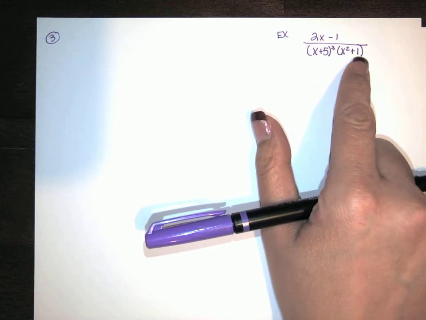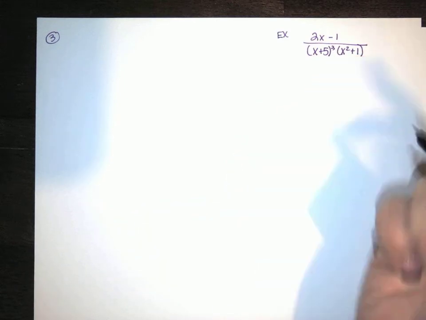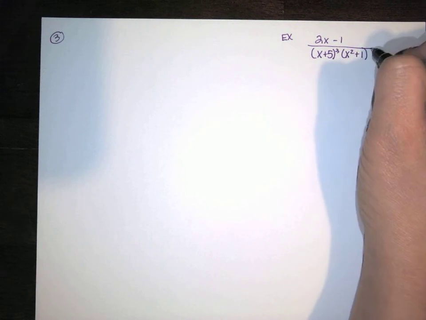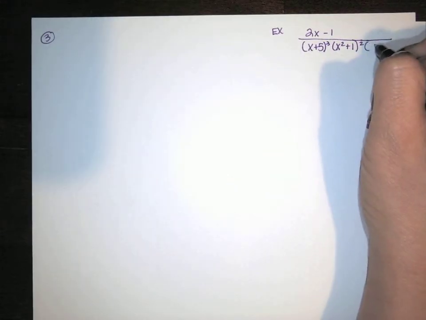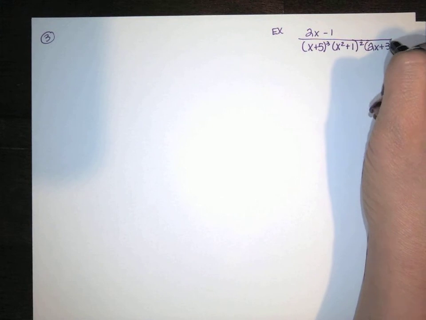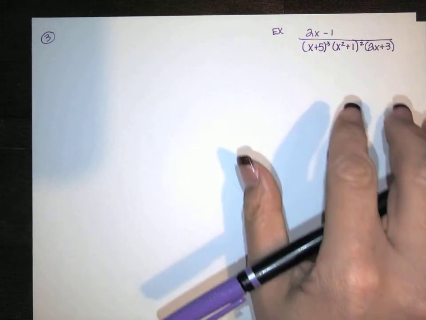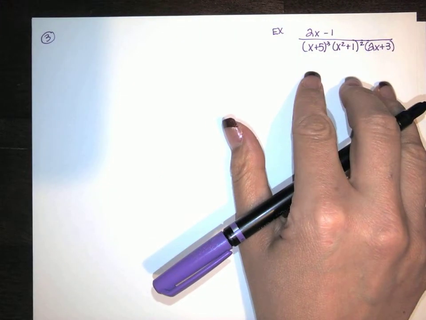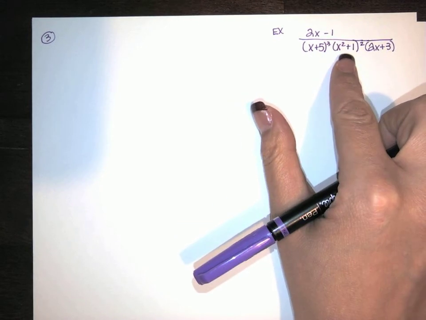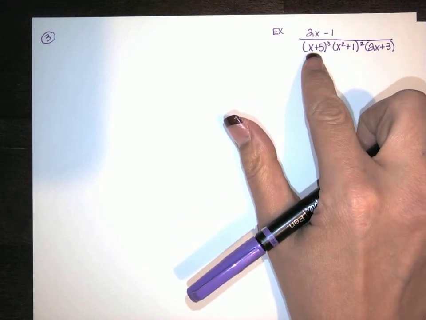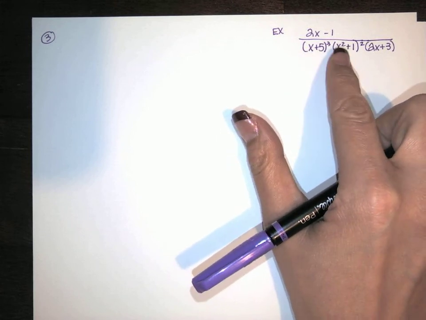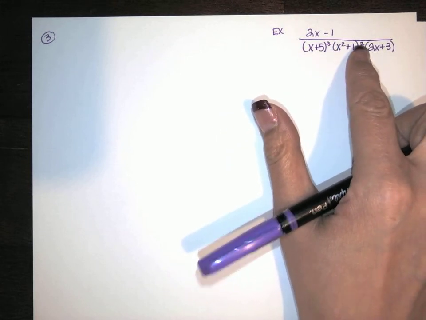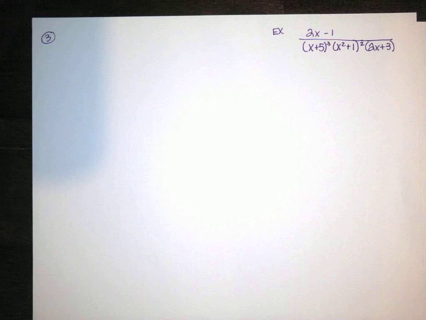That's my irreducible quadratic x squared plus 1. It's not repeated at all. Actually, for the sake of our example, let's make it repeated twice. And let's add another factor that's not repeated. Let's do 2x plus 3. Okay, so you're going to have a rational function that looks like this. You're going to have some linear factors that aren't repeated, linear factors that are repeated, and irreducible quadratic factors that may or may not be repeated. The question is, what does the partial fraction decomposition look like?